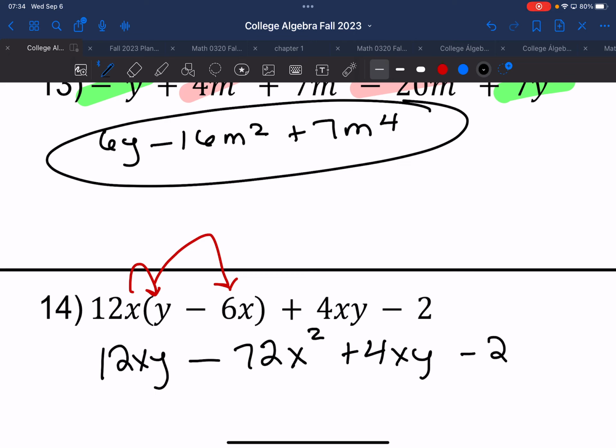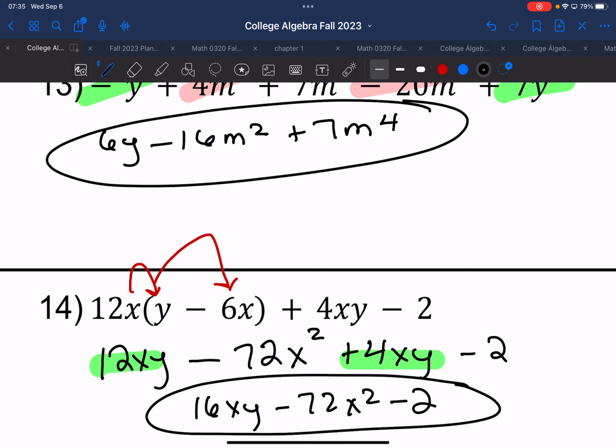Do I have any like terms? Yes. Good, my xy's, right here. 16. Good, so 16xy minus 72x squared minus 2 is my answer.